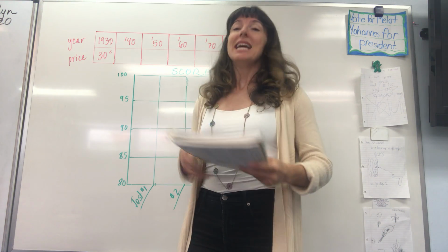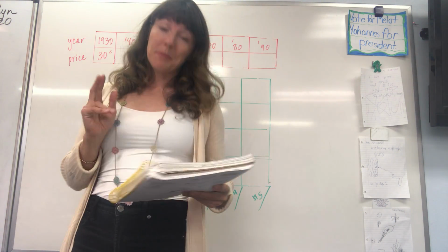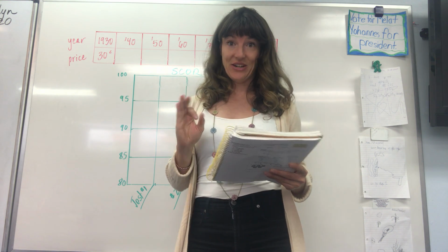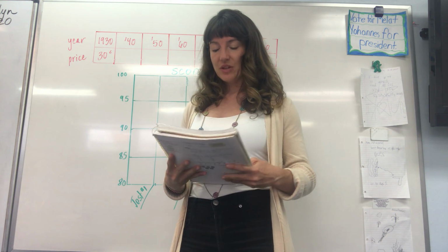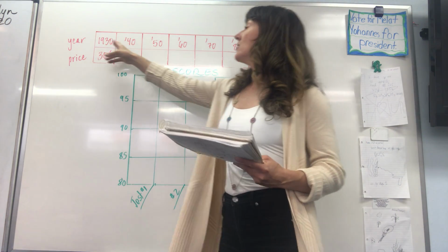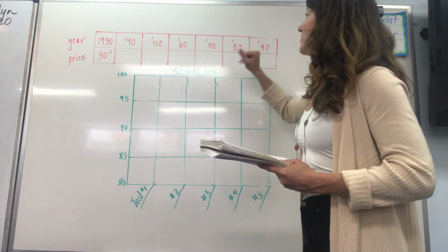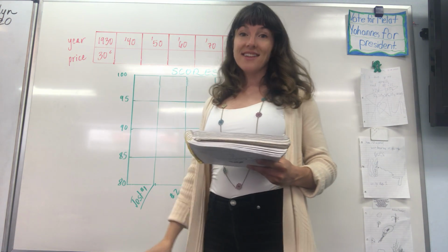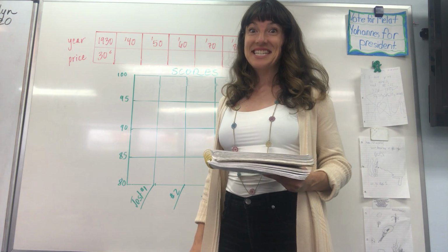Here we go. In section number 1, they ask us to complete the table by giving the price of a dozen eggs for each year. They give you the year in this little table right here from 1930 all the way to 1990, going by tens, and then they give the price here. In 1930, a dozen eggs was only 30 cents.